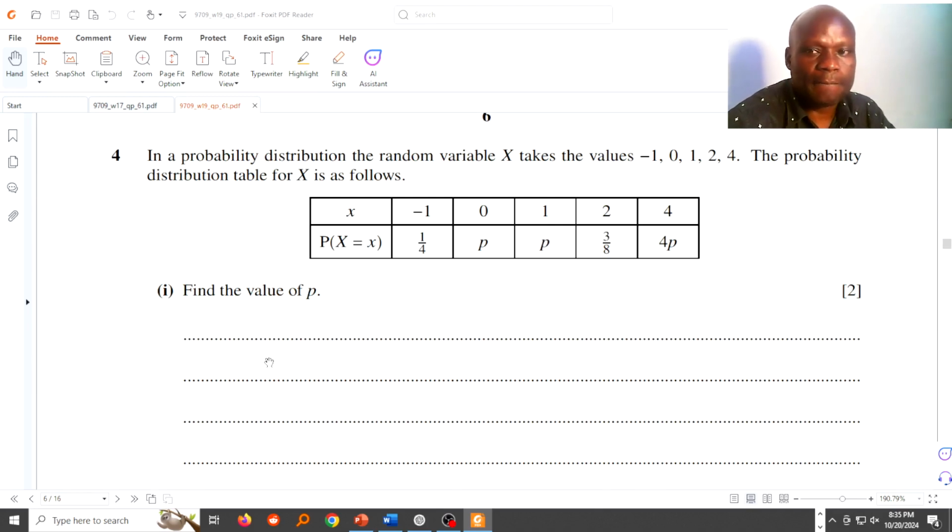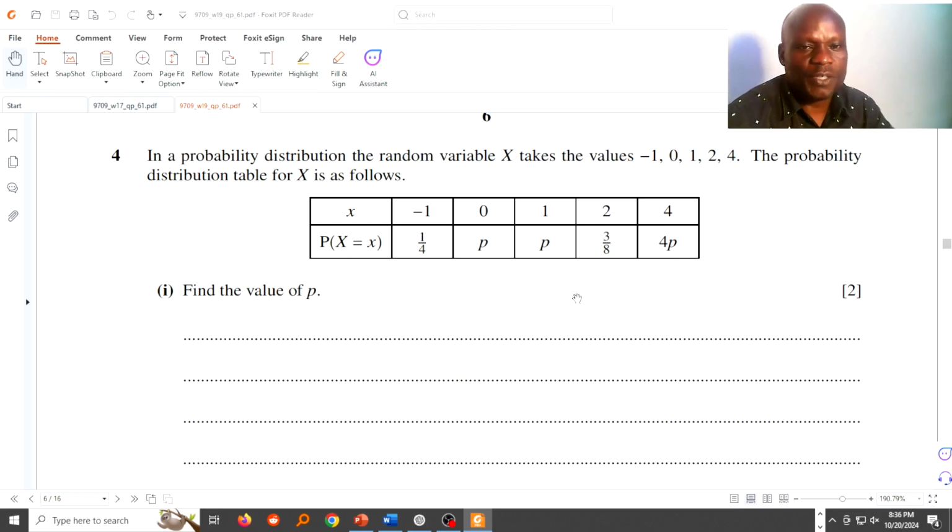That is a topic in Probability and Statistics 1, that is Paper 6. So the question that we consider reads: in a probability distribution, the random variable X takes the values -1, 0, 1, 2, 4. The probability distribution table for X is as follows. X is -1 with probability a quarter, 0 with probability p, up to 4 with probability 4p.